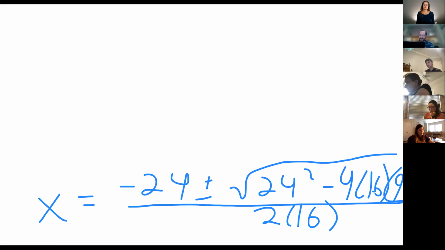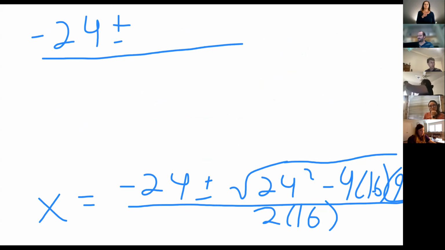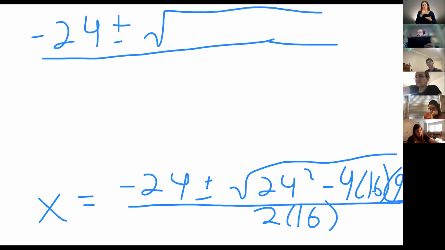So if I'm starting this, I think I have minus 24 plus or minus. Sometimes they tend to give you nicer numbers. If you write down the wrong thing, it might make life a little harder. 24 squared is the first thing I see there. So if I do 24 and I square it, I'm going to get what? It's 576.